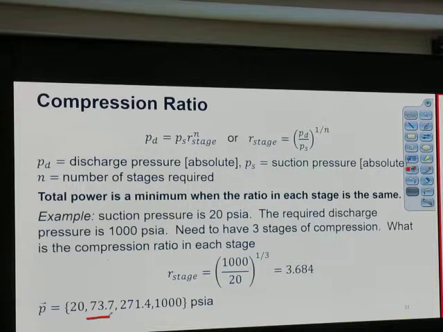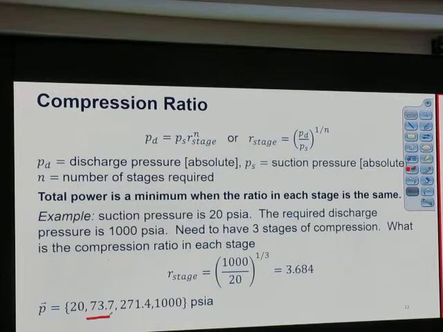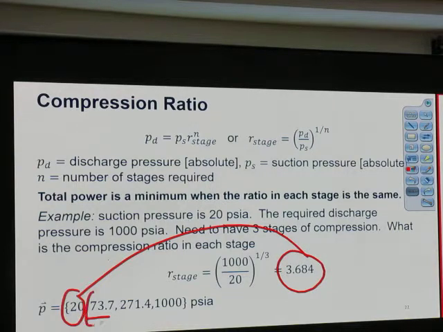You get that? Yes. When you have stages, does the number of stages have to be a whole number? Yes, the number of stages has to be a whole number. I cannot design for 2.5 stages. There's nothing like a half of a compressor. So 20 multiplied by that, I get 73.7.